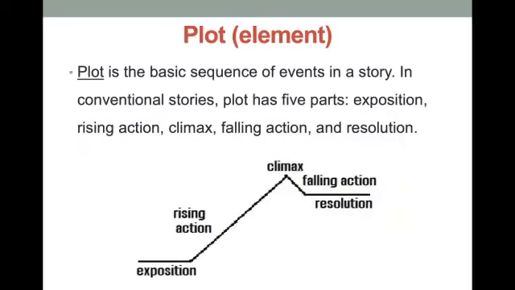The next element that we'll be looking at is plot. Now, plot is the basic sequence of events in a story. Now, in conventional stories, plot has 5 parts, and you can see I've got the picture of the plotline triangle below. You start with the exposition, then we move into the rising action. You get to the climax, there's a much shorter falling action after, and then finally the resolution of the story.